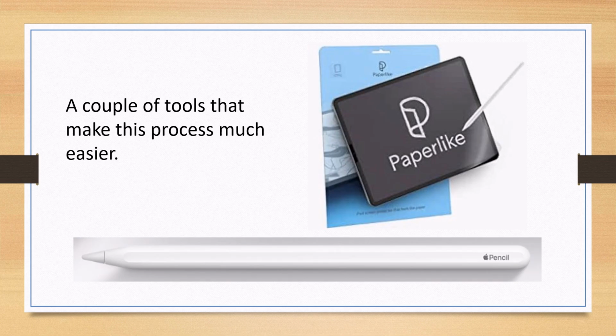These are a couple of tools that make the process much easier. However, they're not completely necessary. The Paperlike is a screen protector that feels like writing on paper. It makes the pencil work much smoother, and it also keeps your hand from impacting what you're doing on the screen.